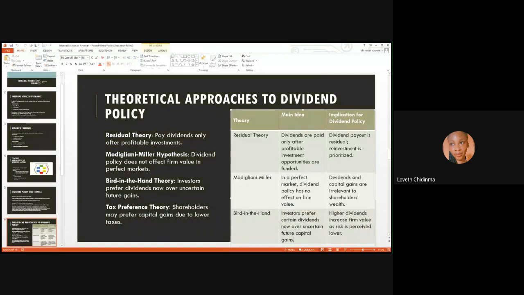So higher dividends increase firm value as risk is perceived to be lower. What the bird-in-hand theory is saying is that investors want to get their returns on their investments. Just give me my return on my investment. I'm not ready to wait. Just like the example we cited, where Amazon had to invest the profit they made for that year instead of sharing dividends. But in the long run, Amazon is now one of the biggest e-commerce businesses we know.